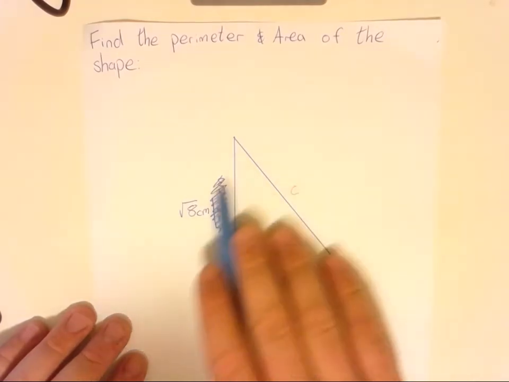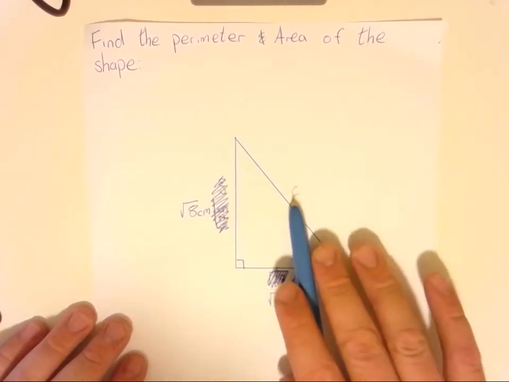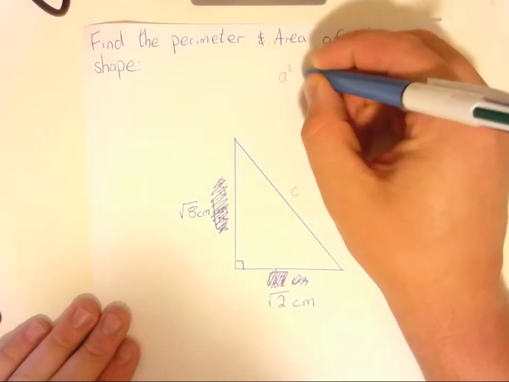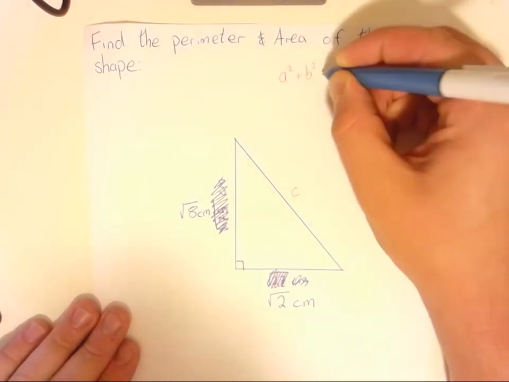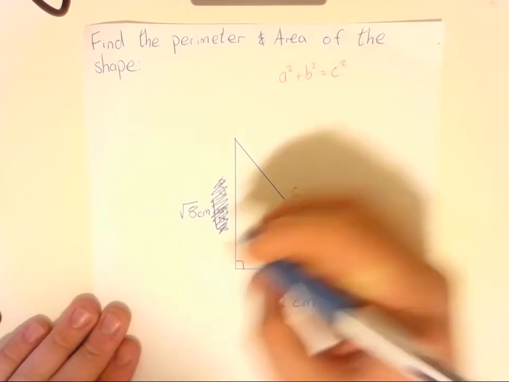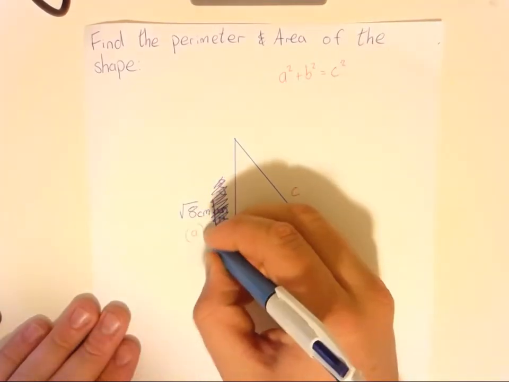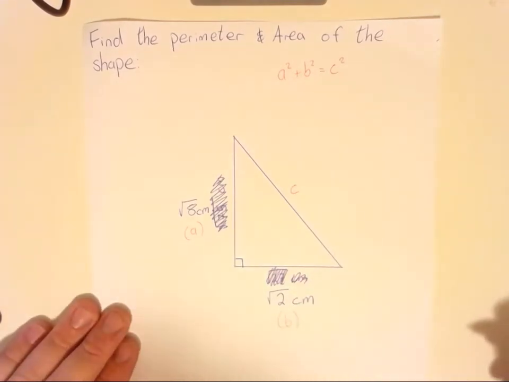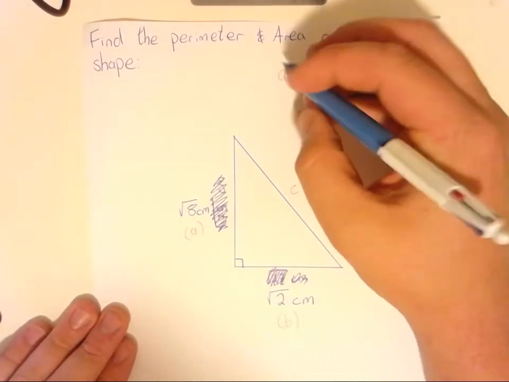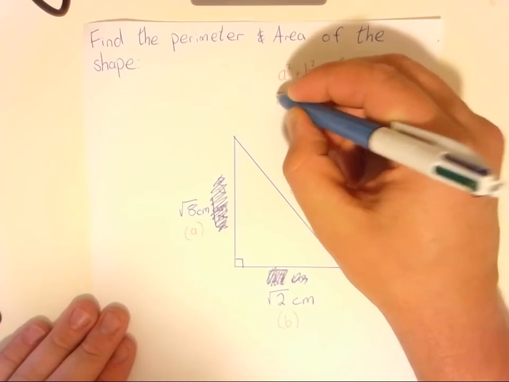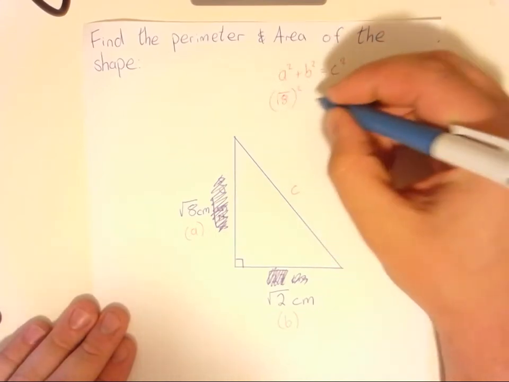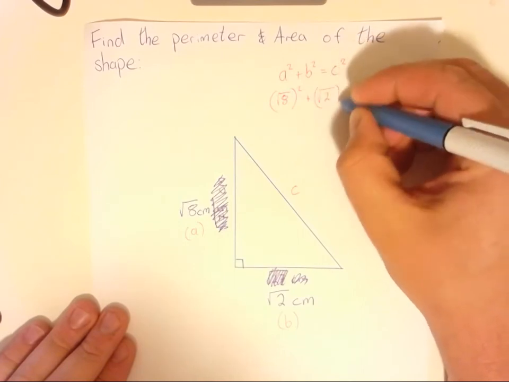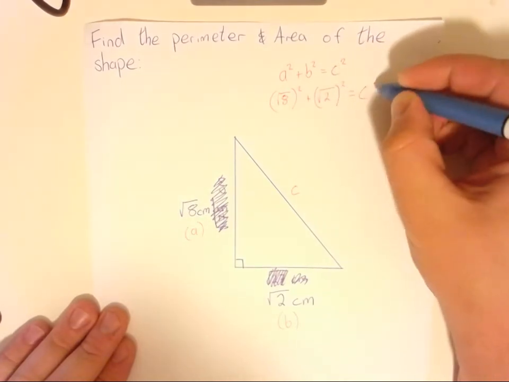Now in Pythagoras, to work out this hypotenuse, this longest side, we need to use our formula a squared plus b squared equals c squared. Now I'm just going to label this side as my a and this side as my b in order to calculate this question. So I need to do root 8 squared plus root 2 squared, which is going to equal my c squared.